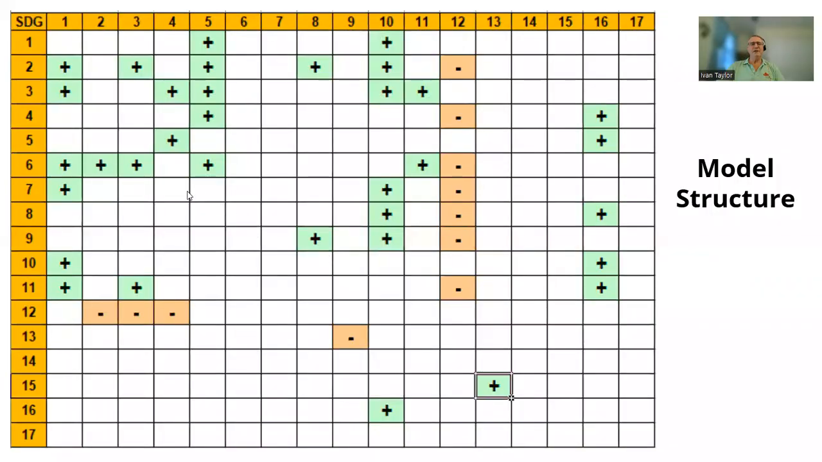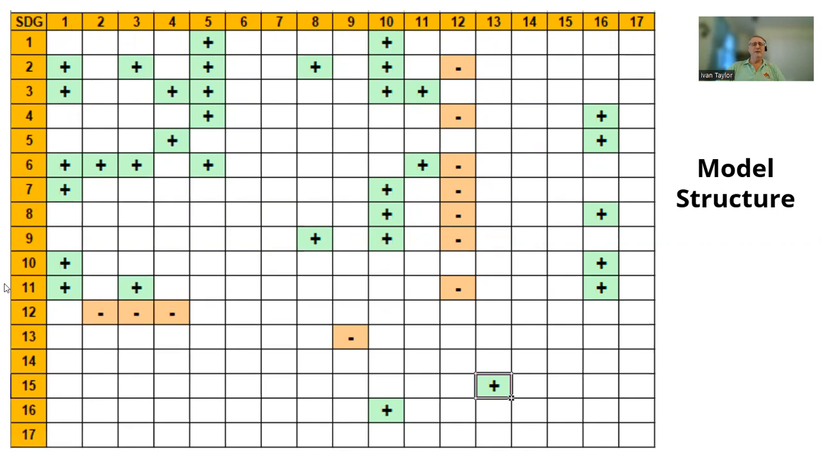Here is a picture of the polarities, and in this case, we have this idea that a change in one variable could cause a positive change or a negative change in another variable. So for example, in this case, goal number 2 has a positive impact on goal number 1. That is, an increase in goal number 2, which is zero hunger, will cause an increase in goal number 1, which is no poverty.